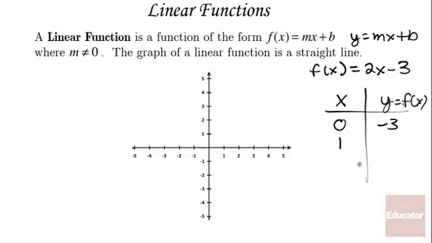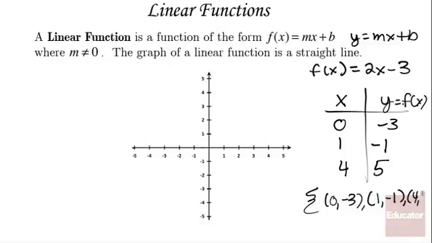Then x equals 1 is going to give me a value of f of x, or y, of negative 1. And then I could use 4 and generate a second point of 5. So I have some coordinate pairs: (0, negative 3), (1, negative 1), and (4, 5). So now I can go ahead and graph these out.